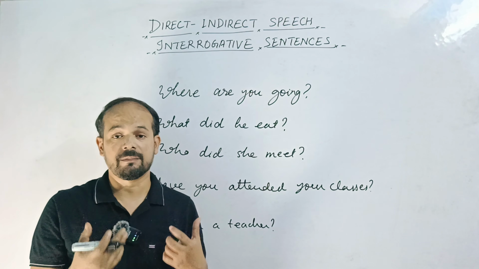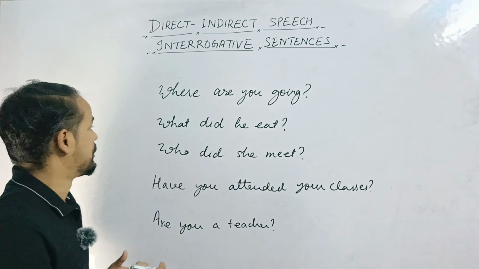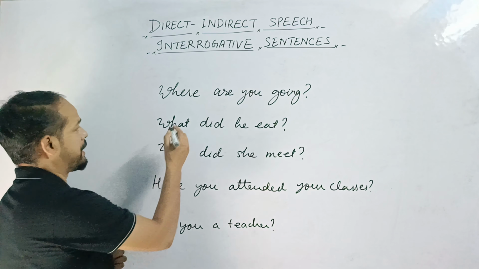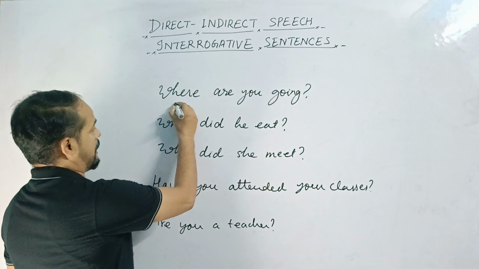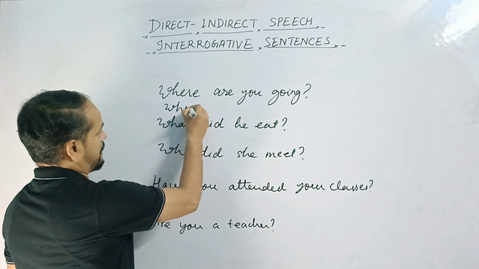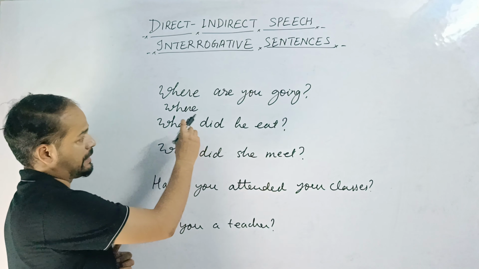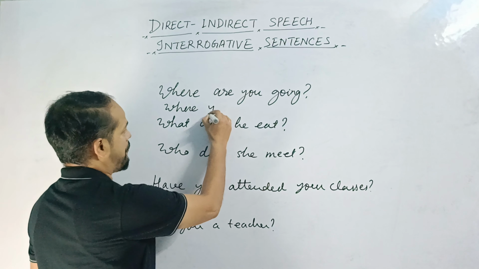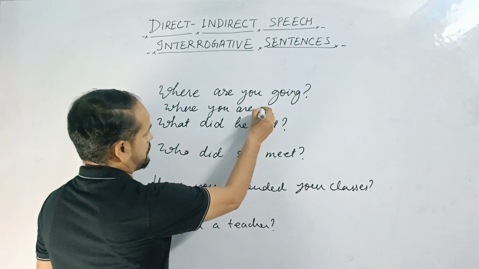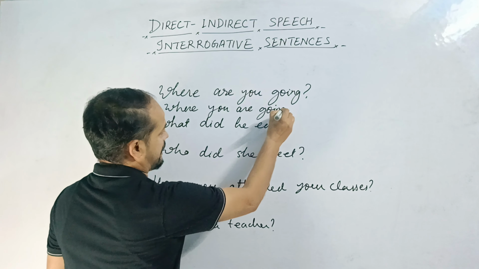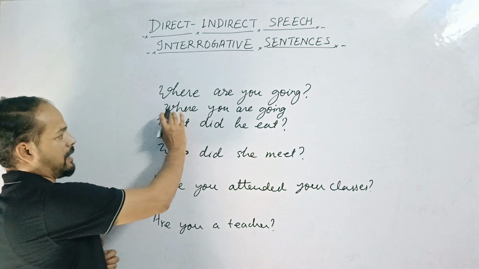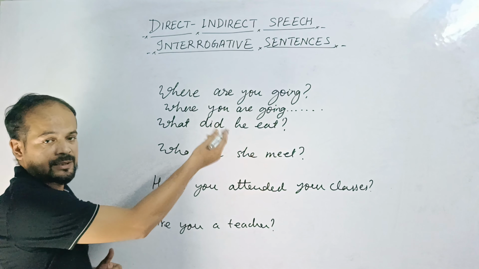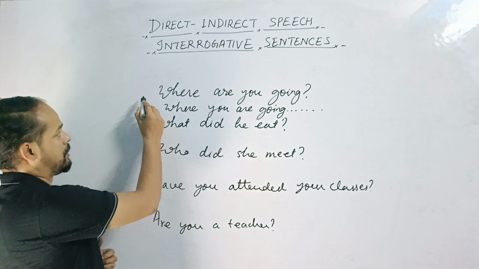Here I have noted some random questions. Where are you going? If we change this into an assertive sentence, it is not really an assertive sentence, it becomes a dependent clause, a subordinate clause: where you are going. Now this is not making complete sense, this is a subordinate clause, okay. So I'm putting dots here because it needs support, okay.